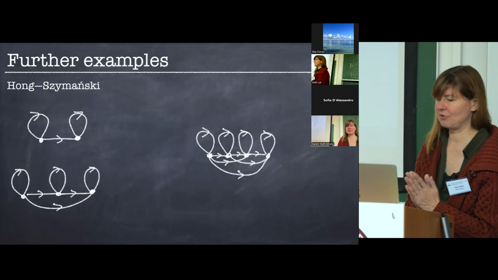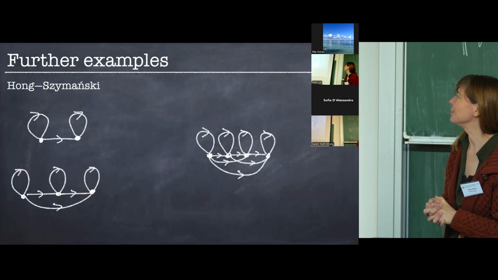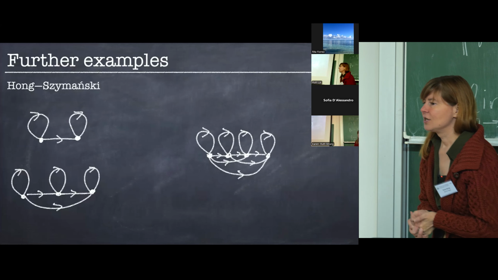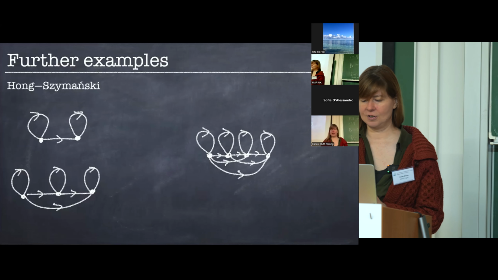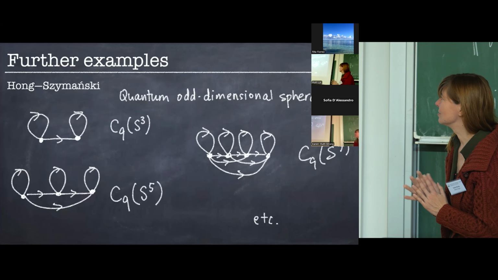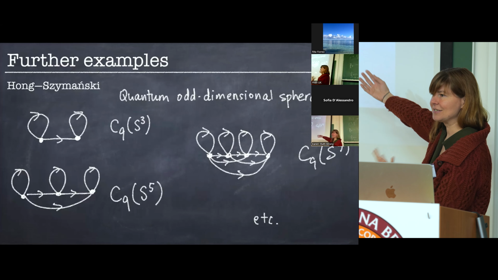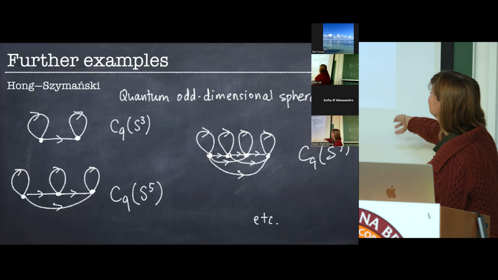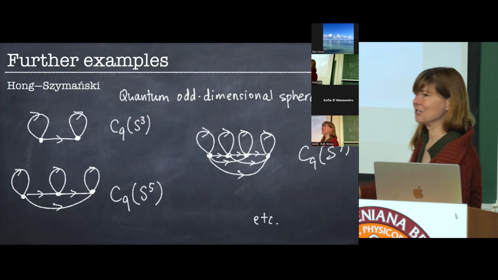So here are some more examples of graph C-star algebras that are not necessarily simple, but which we now know can be classified. These are due to Hong and Szymanski. What are they? Well, these turn out to be quantum odd-dimensional spheres. So for example, you can imagine what C of qS9 would be, C of qS11, et cetera, and I'll say what this mysterious notation means in a moment.